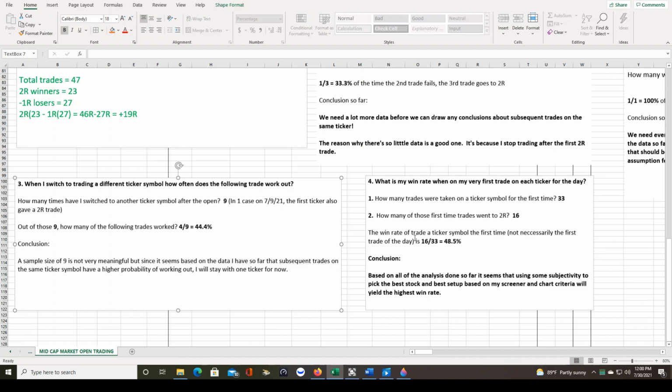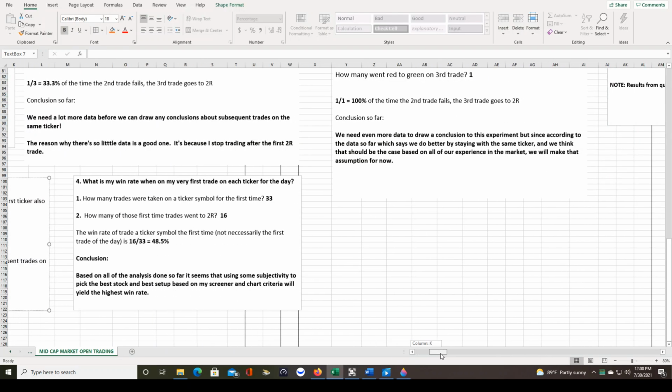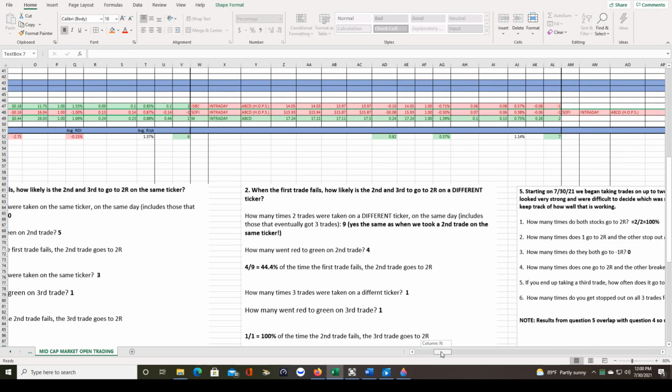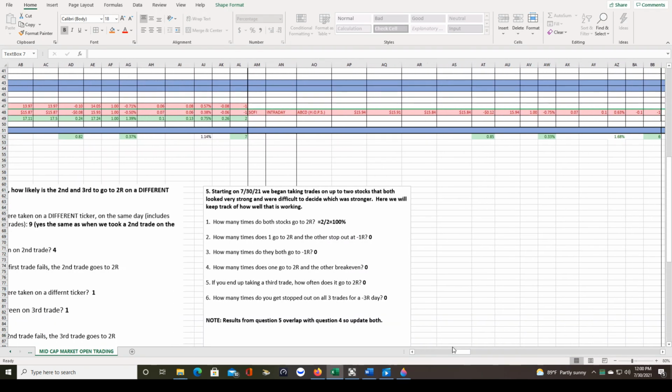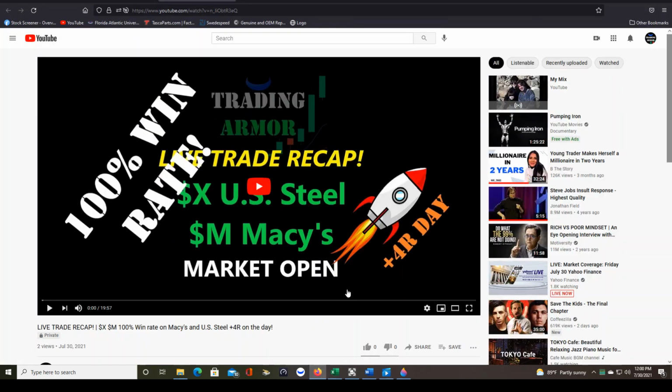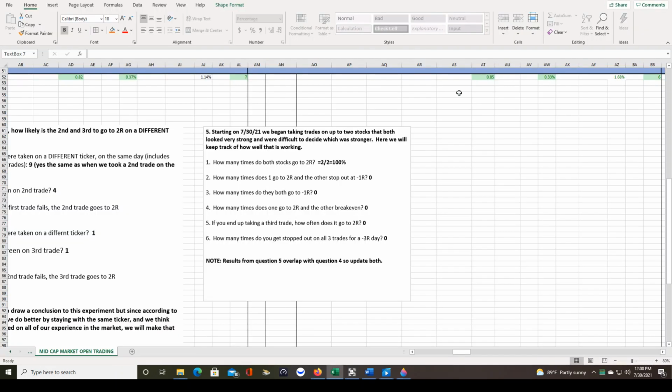So the win rate of trading a ticker symbol for the first time, not necessarily the first trade of the day, is 48.5%. So that's pretty good. Check out that conclusion. Let me know if you have any questions. Now this one, I believe is, let's see, we went over number 2. Number 5, this one I came up with today based on what happened on this trade. So again, make sure you check out that video.